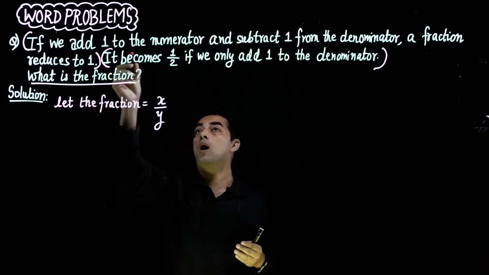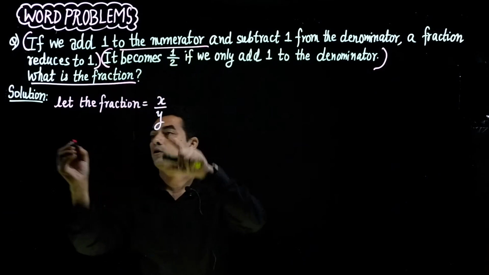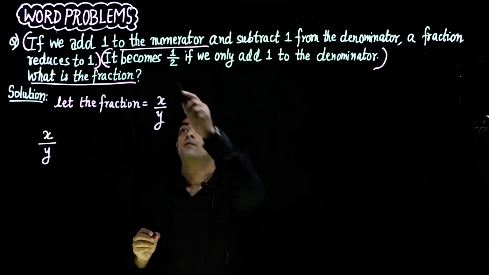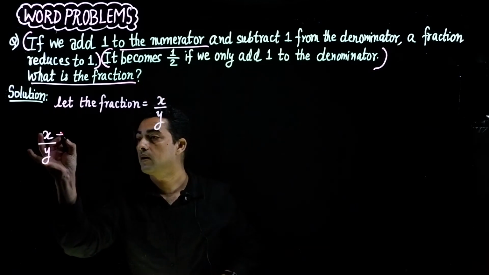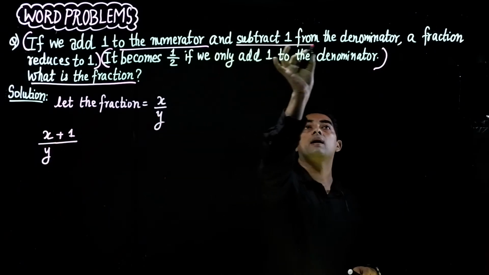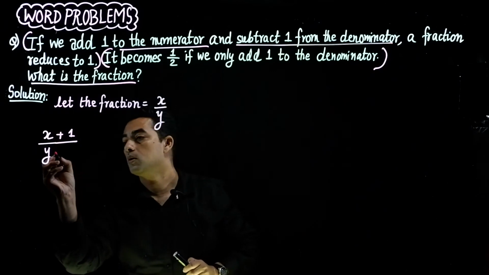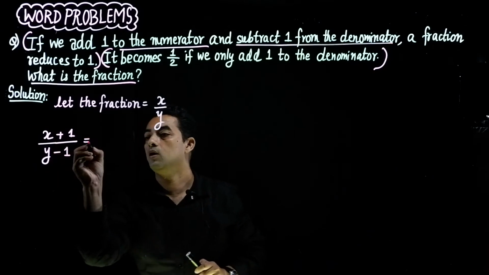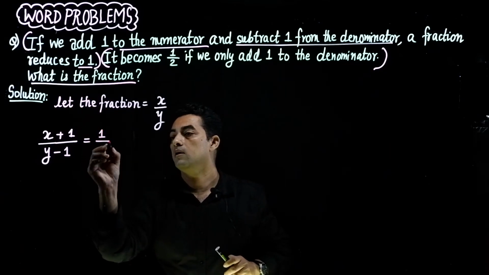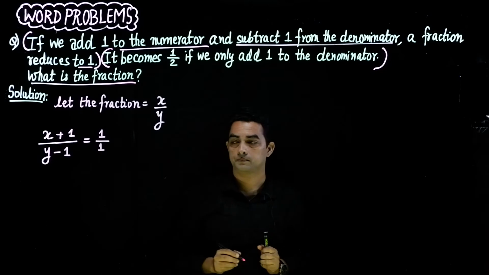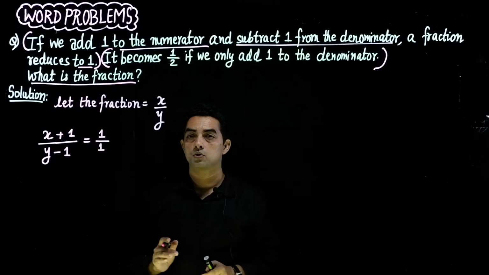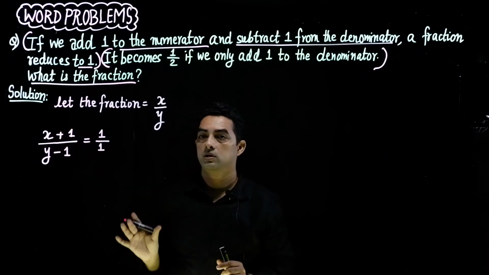If we add 1 to the numerator, our fraction was x over y, so we write plus 1 to the numerator. And we subtract 1 from the denominator, so minus 1 from the denominator. The fraction will reduce to 1, so the answer would be 1, or you can simply write it as 1 over 1. So you read the first half of the question and try to frame an equation related to that.